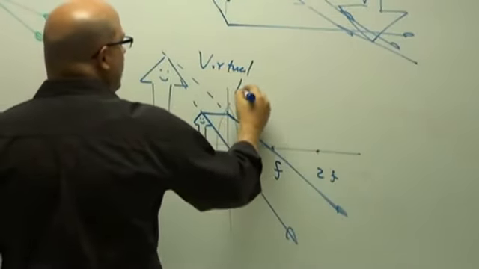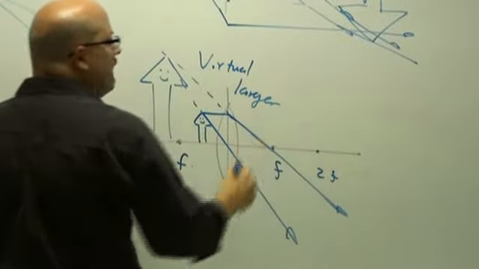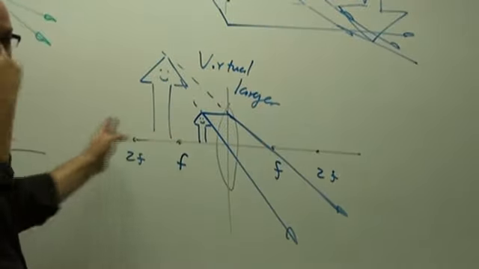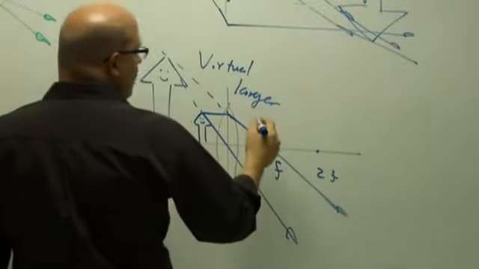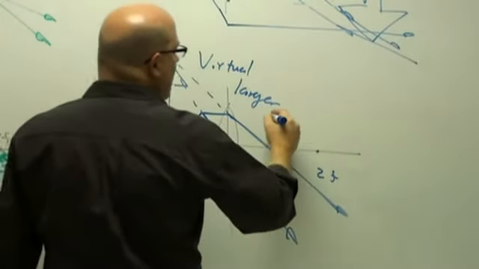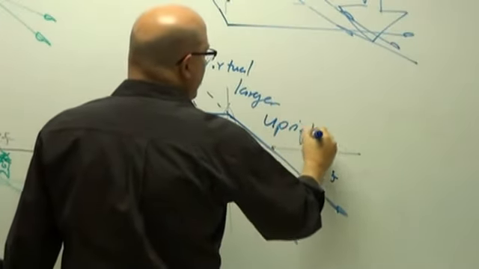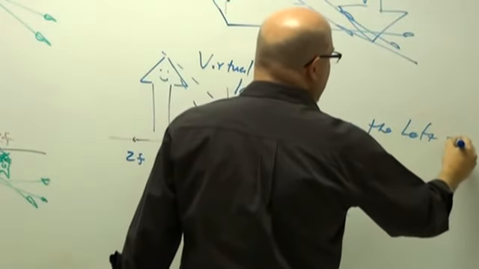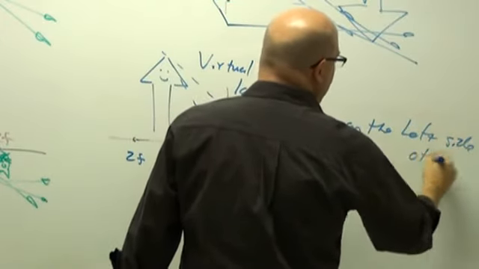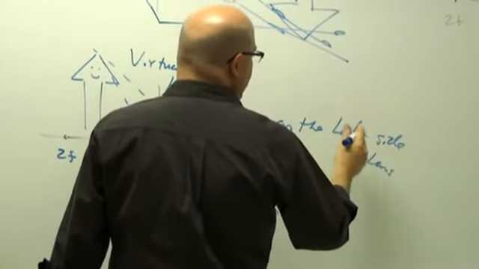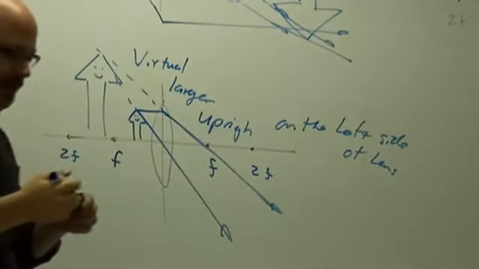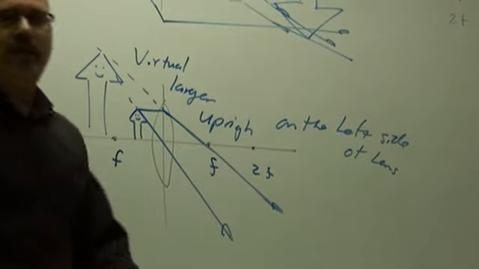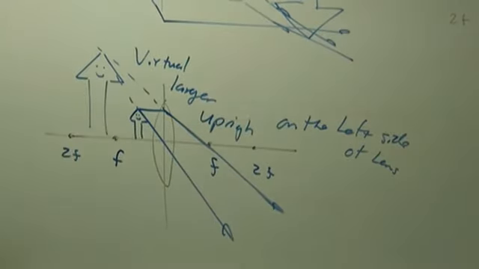Is it beyond? Actually, it could be anywhere back here. Virtual, larger, upright, and on the left side of the lens, or on the wrong side of the lens. Okay, here we go. You ready?